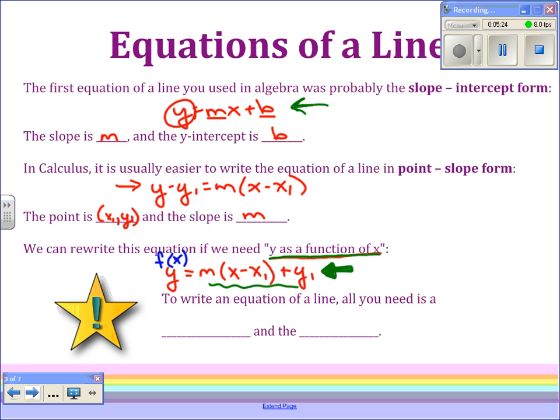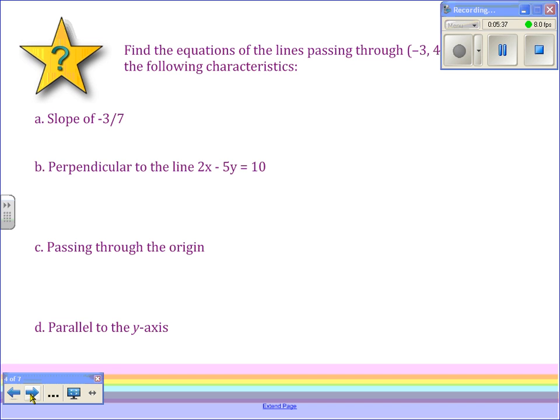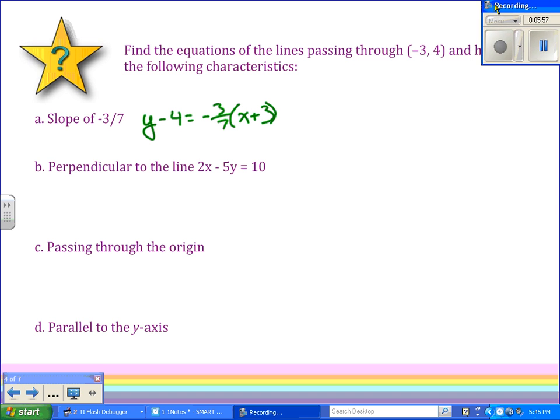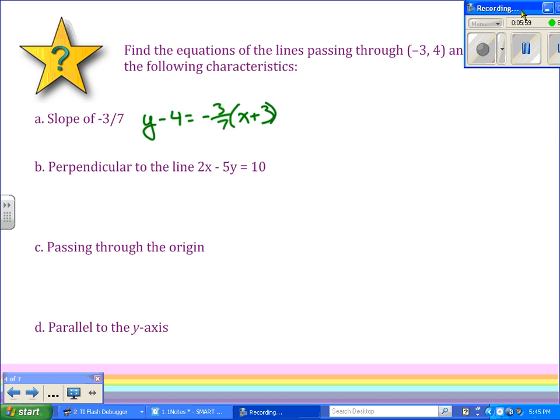So to write an equation of a line, all you need is a point and the slope. And then you can use your point slope form and you're golden. Next, find the equations of the lines passing through the point -3, 4, and also has the following characteristics. So if I have the slope is -3/7, then I can just write it in point slope form. So I have y minus 4 equals m times x plus 3, right? X minus a -3. We'll just stick it over here.